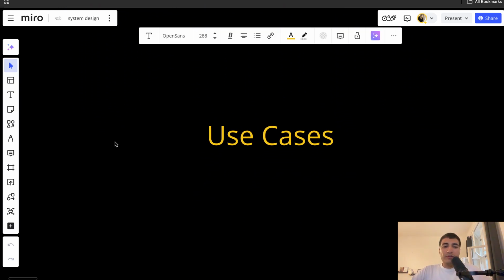Okay, let's talk about the use cases. In terms of use cases, stateless services are perfect for REST APIs, web servers that serve static content, and microservices that handle individual transactions. Stateful services are ideal for chat applications, online gaming, where you need to track player state, and e-commerce checkout sessions where user data must be retained.